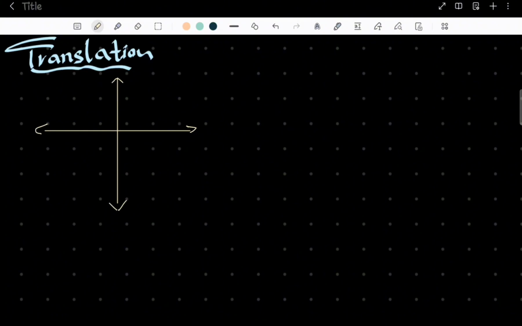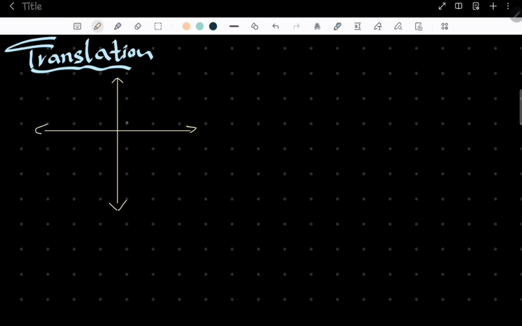So let's start. The easiest way to define translation is when a figure is moved from one location to another while preserving its direction, and it's also in the same distance. So let me do this with an example.